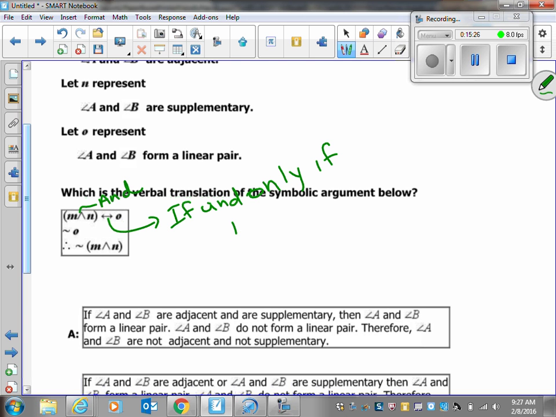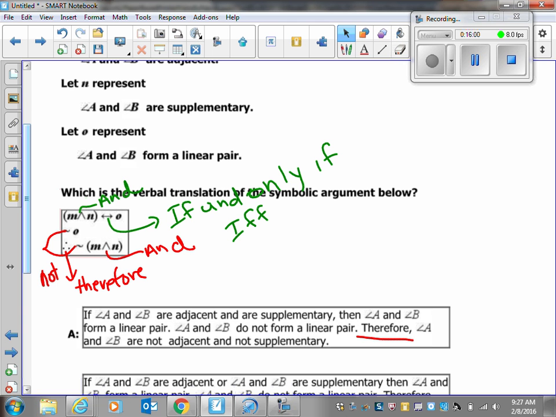That's what it is, or sometimes you can write it as IFF. I know this is going to be not this, and this is going to be not. This three dots is therefore. So every time you see therefore, that's what this is. And this is another and. So take your time. Once you know what the symbolic notation means, the words are given, the sentences are given on top, you should be able to figure it out without any problem.